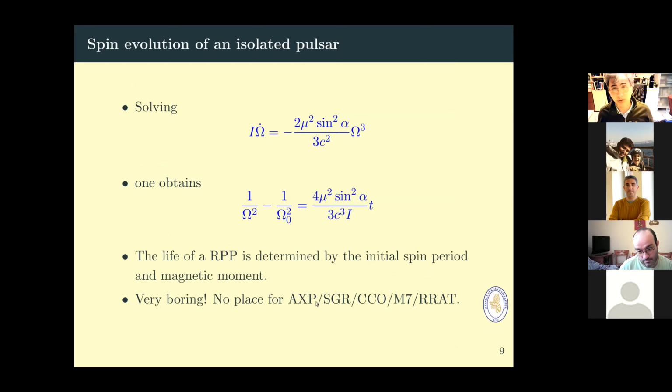You can also solve this equation, but the result is very obvious, and it says that the life of a rotationally powered pulsar is determined by the initial spin period and the magnetic moment. But this is a very boring picture. There's no place for anomalous X-ray pulsars, soft gamma ray repeaters, central compact objects, the magnificent 7, and the rotating radio transients. So we should go beyond this simple picture if we are to understand all these objects.